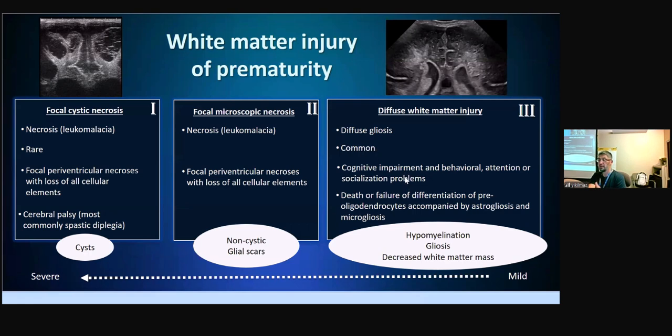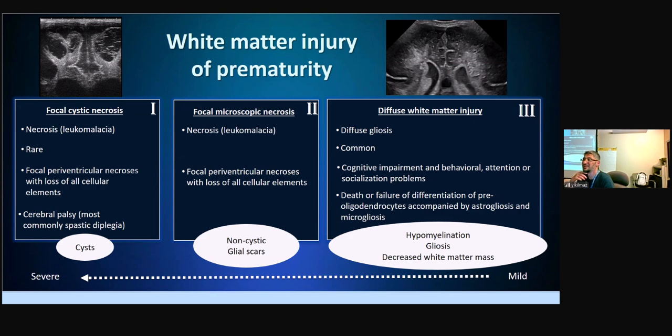It's very common. And it doesn't present clinically with cerebral palsy, but more cognitive impairments or behavioral, attention, or socializing problems. And this is histopathologically presenting with hypomyelination, gliosis, and decreased white matter mass. And this is more common, and this is the milder form. There is no way you can detect this on the ultrasound. Even on the MRI, you may not detect this. So even a normal MRI cannot exclude white matter injury of prematurity.